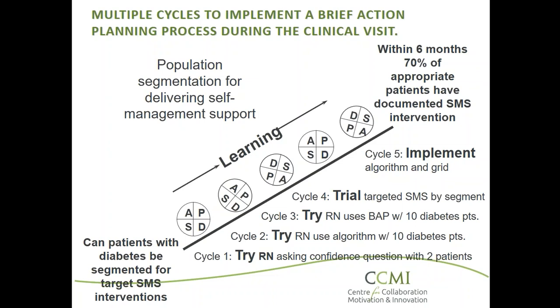She may have gone off to the side and tested that a few more times until she was comfortable with the algorithm. Now that she's comfortable with the algorithm, the confidence question, we can look at cycle 3 where the RN uses brief action planning with 10 patients.